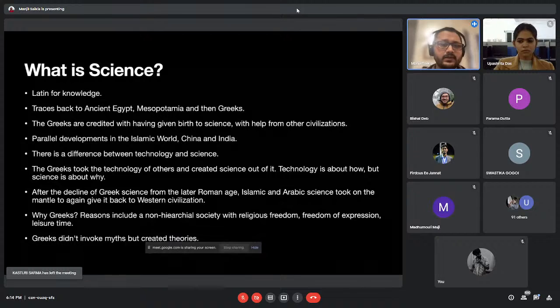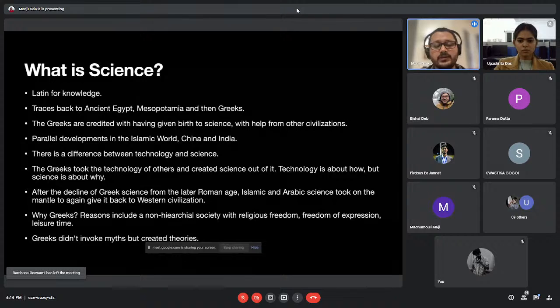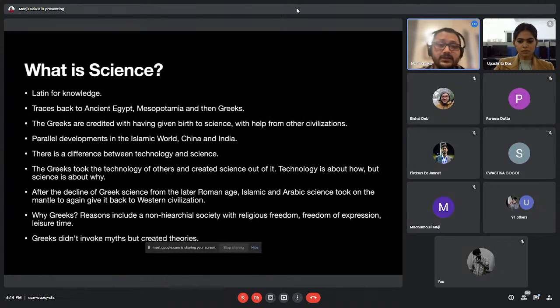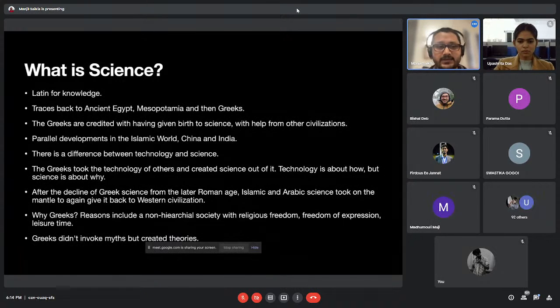But these are not as well studied as the Greek. Again, this is a very subjective approach. If we compare Indian science and Greek science, I would have to say that Greek science has been studied quite a lot compared to Indian science. So anyway, I don't want to say that it's entirely the Greeks, but there were also developments in the Islamic world, in China and in India.